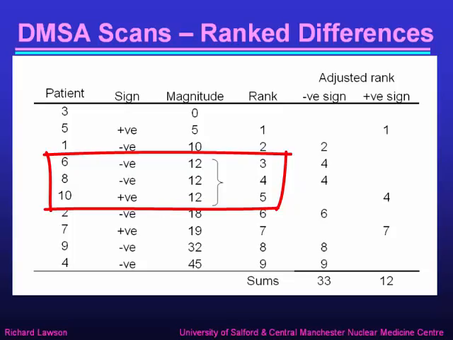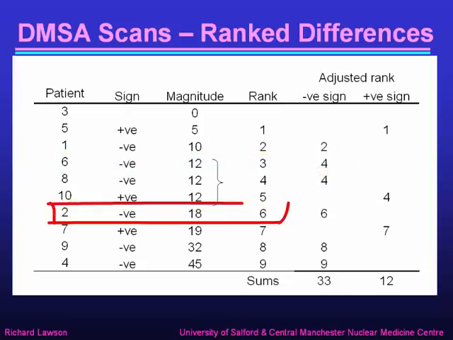Patient 6 had a negative sign, so their 4 goes in the negative sign column. Patient 8 had a negative, they go in the negative sign column as well, but patient 10 had a positive sign, so their rank of 4 goes in the positive sign column.